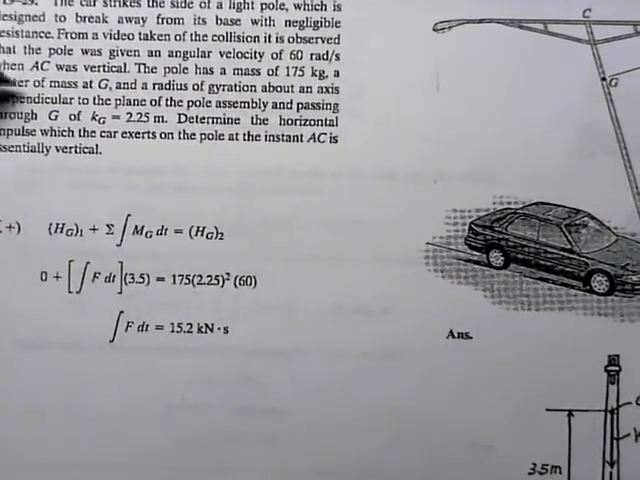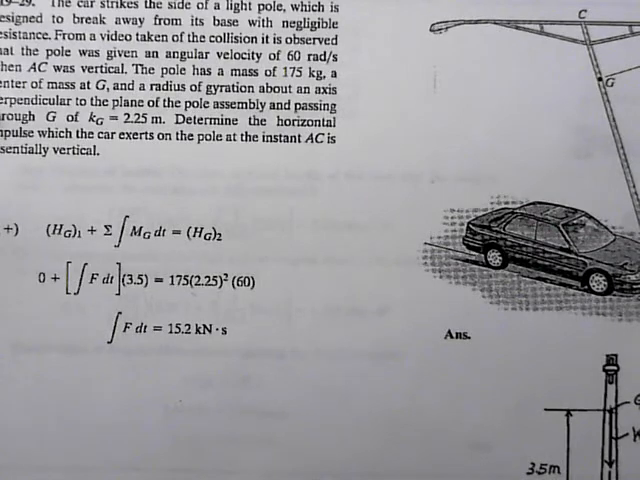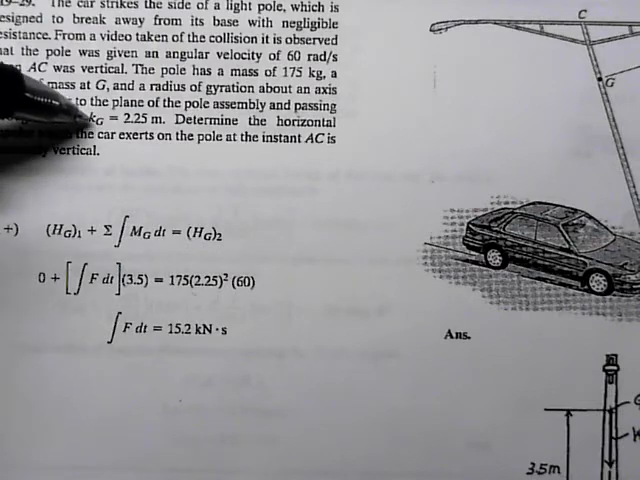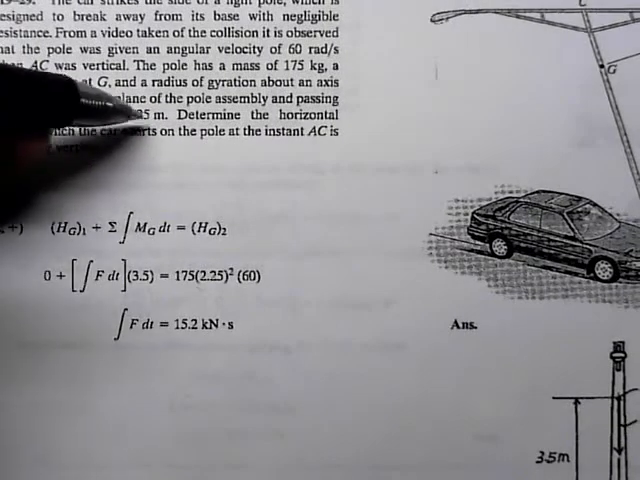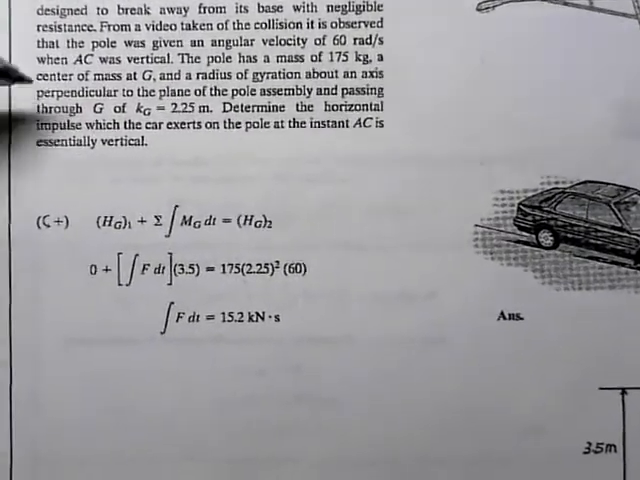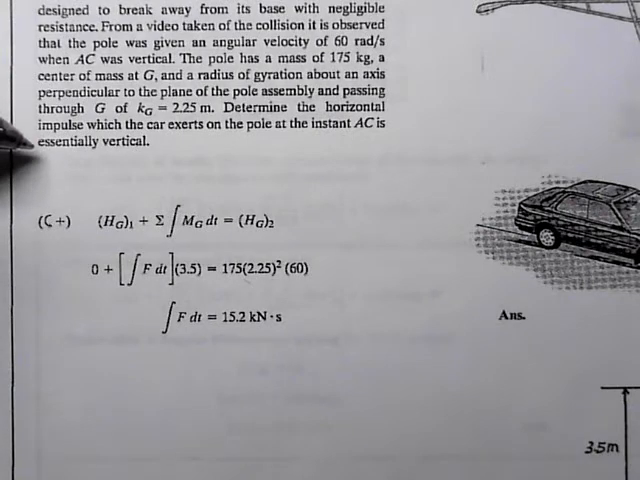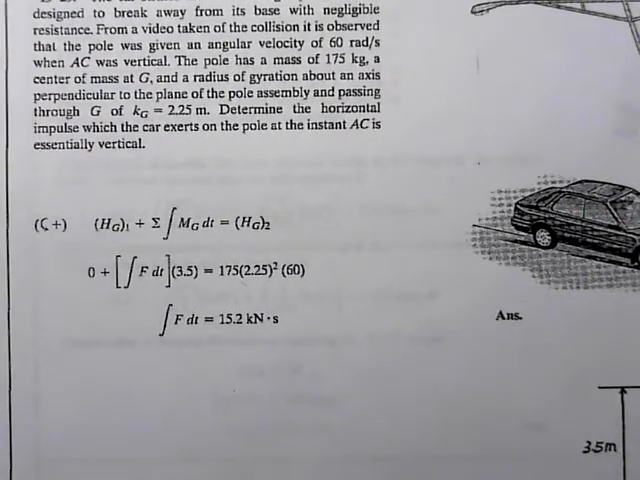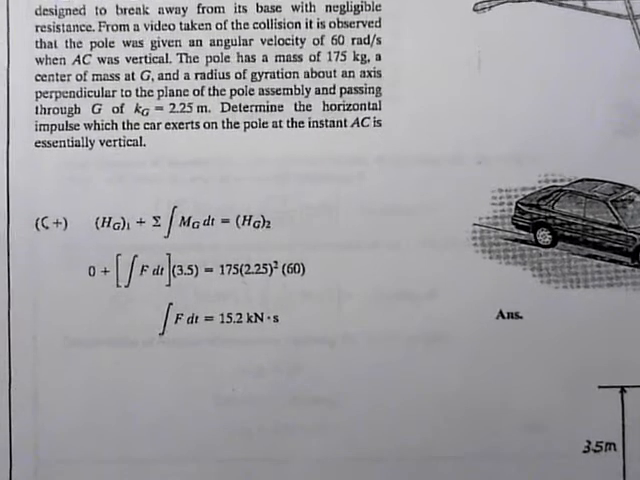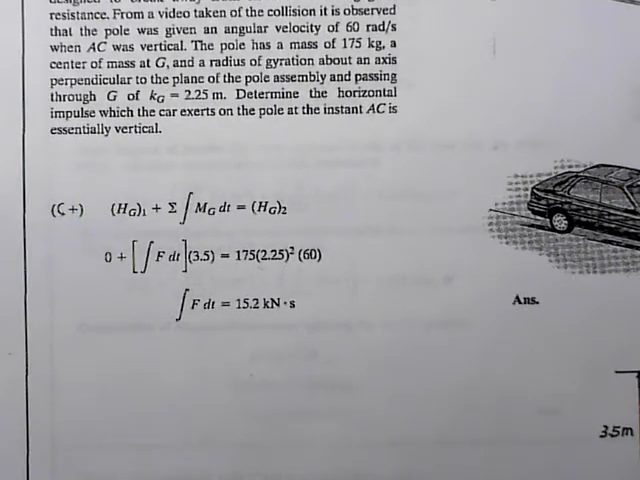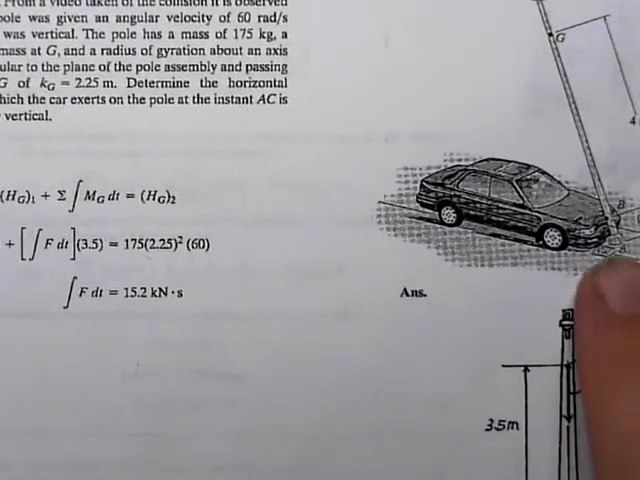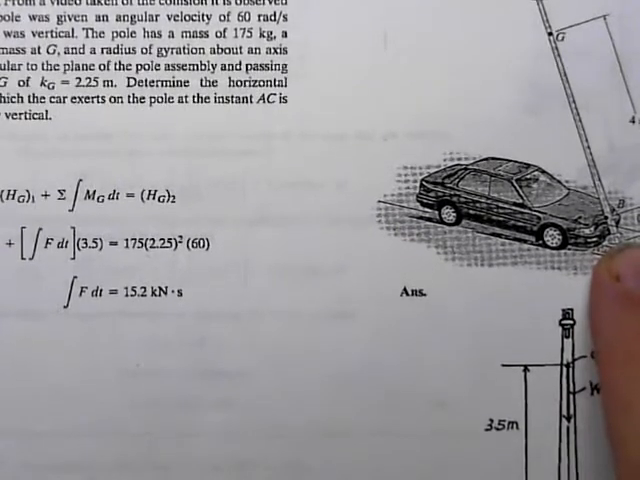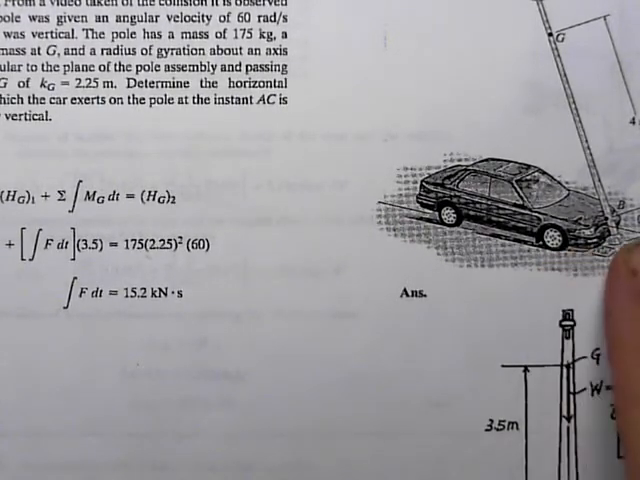Okay, let's see, where were we? And a radius of gyration about an axis perpendicular to the plane of the pole assembly and passing through G of kG equal 2.25 meters. Determine the horizontal impulse which the car exerts on the pole at the instant AC is essentially vertical. So before it's rotated significantly, what is that impulse? And so we're going to use angular momentum, and we're going to focus on the pole only. Now there will be canceling impulses between the pole and the car. Whatever the pole does to the car does to the pole.